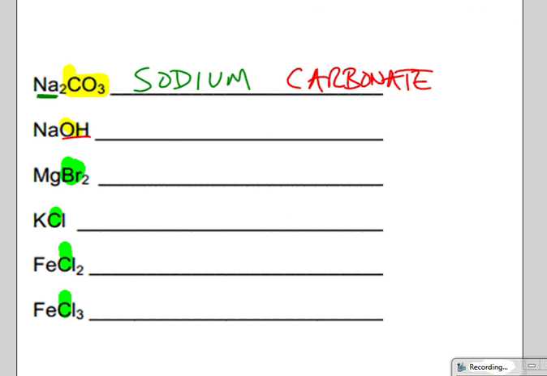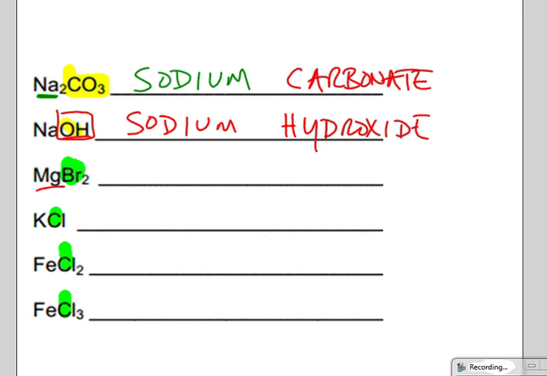Second one, Na, again, is sodium. So I'm just going to write sodium. I know it's ionic because it's a metal. Sodium. OH, well, it's polyatomic. I have to name it from memory. You should know that OH is hydroxide, so I write in hydroxide right there, and I'm done.